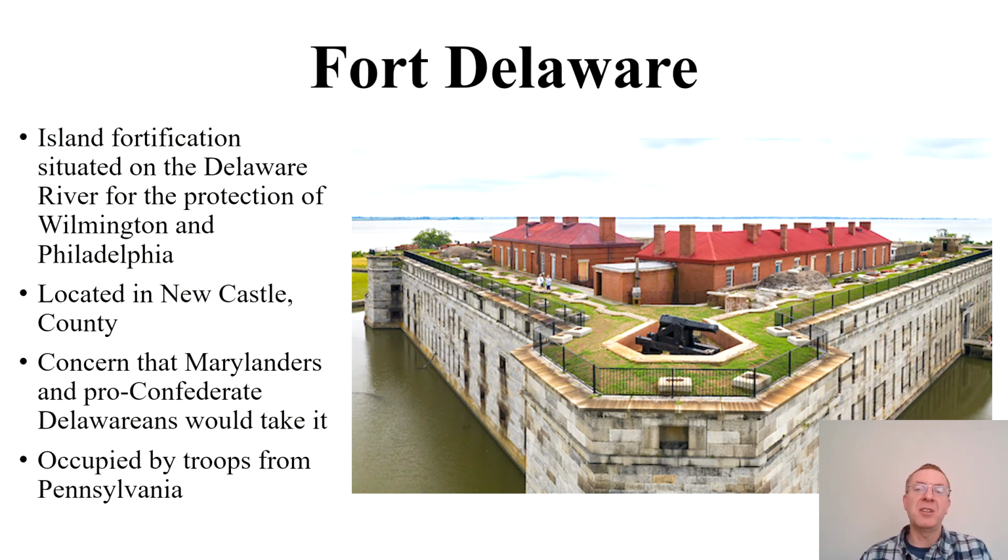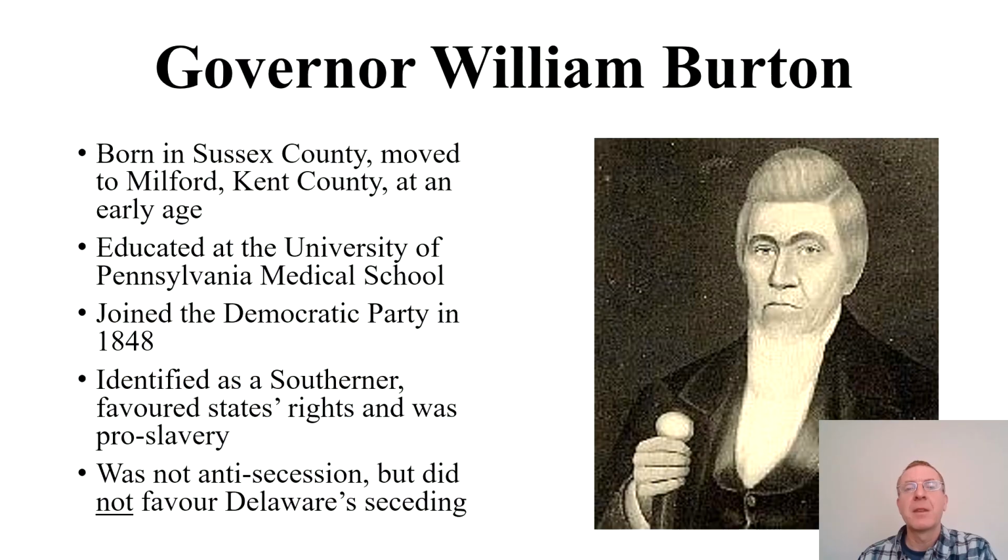So again, you can see Lincoln is playing his cards very carefully with Delaware, and very wisely, I should add. But you can see where he's drawn the line as far as who he can trust and who he does not feel confident of trusting at this point. So Fort Delaware is taken very quickly and is going to be put into Union hands very firmly during that secession crisis. So let's take a look at the state level politics.